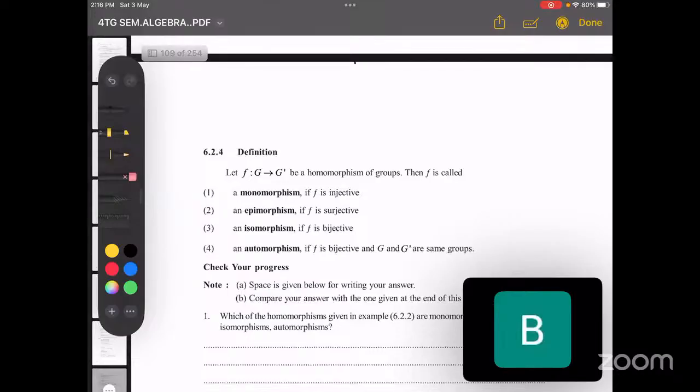Next, these definitions are important. Whenever a function from G to G' is a homomorphism of groups, then f is called a monomorphism if f is injective. Injective means here it is a one-to-one function. It is an epimorphism if f is surjective. Surjective means it is onto.